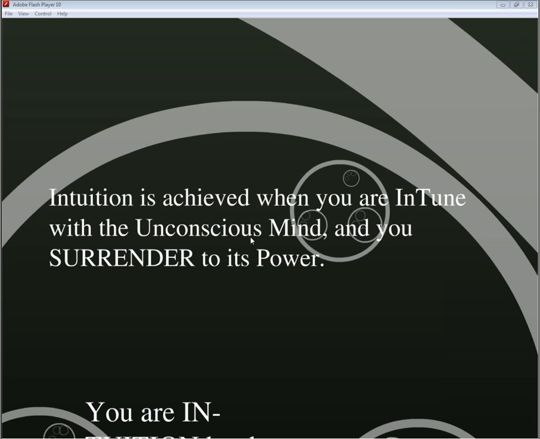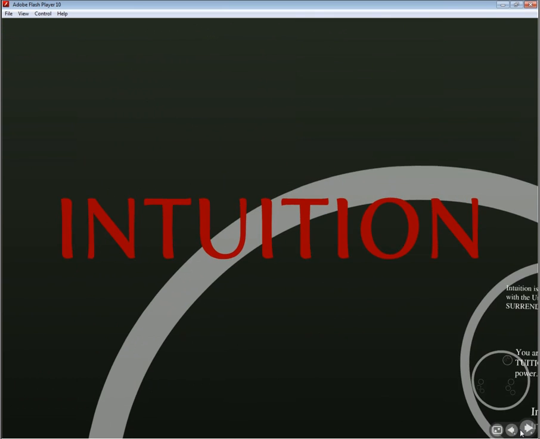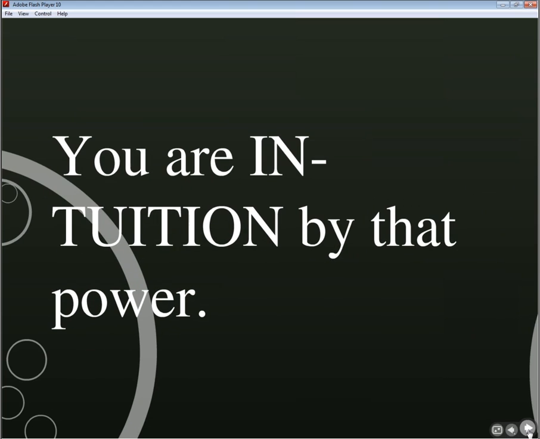So let's keep going. Let's put it this way: your subconscious mind is much more powerful. Now you need to understand that to get in tune with your unconscious mind, you need to firstly learn to let go, and you need to surrender to its power. I don't know if you guys have noticed this before, but intuition, when you have intuition, you are actually in tuition. You are actually being tutored by that power of the unconscious mind.